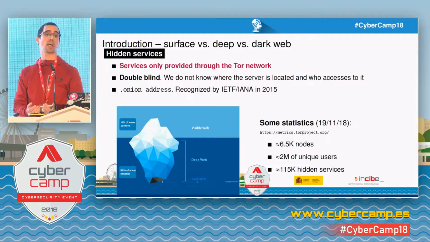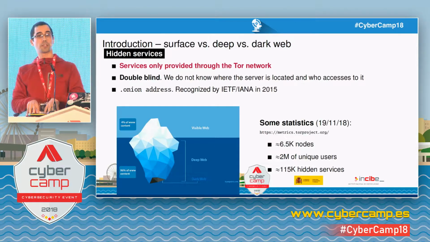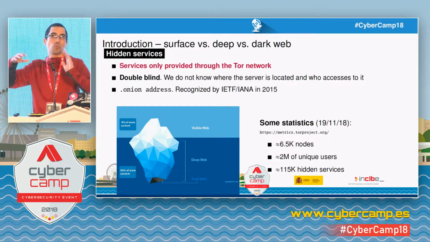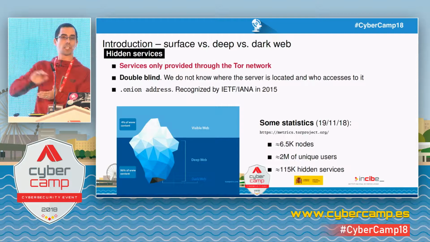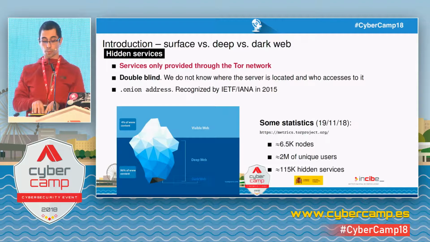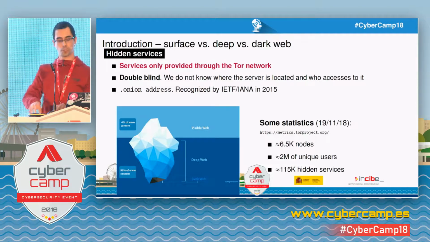What's a hidden service? It's like Google, but you can only access it through the Tor network. That's a hidden service. It's a web server which you can only access through Tor. This offers me double blind. I don't know where the web server is located. It's not like a regular server where you have the IP, and you can serve it in China, Korea, Germany, whatever. I can't know where the server is located, and I can't know who's accessing the server because it goes through Tor. That's the advantage of hidden services.